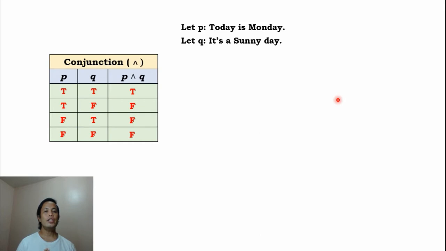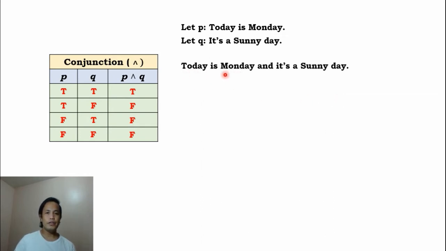Now if we are going to write this statement, P and Q, using conjunction and, so we can have, today is Monday and it's a sunny day. So this is our P, the first statement, and this is our Q, the second statement. It is connected by the word and because we are talking of conjunction. Now if we want to determine the truth value of this statement, we have to validate which of these four possibilities that this statement could fall.